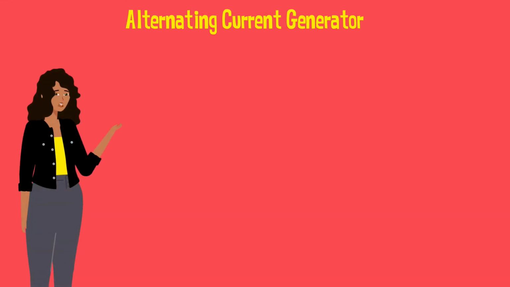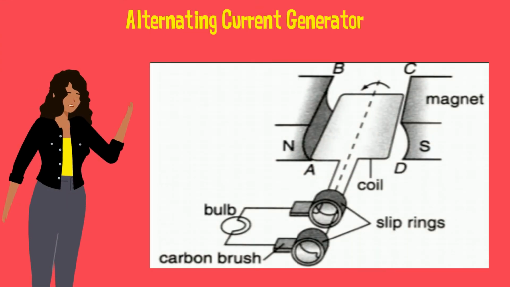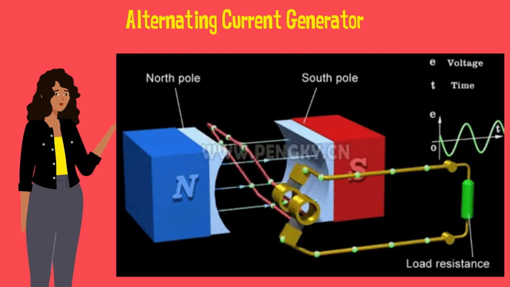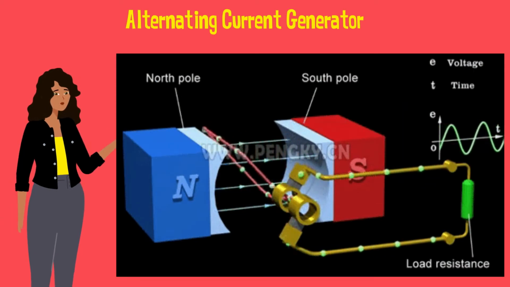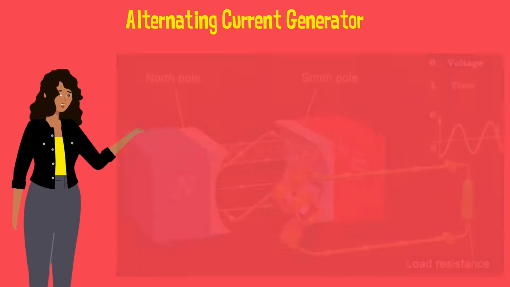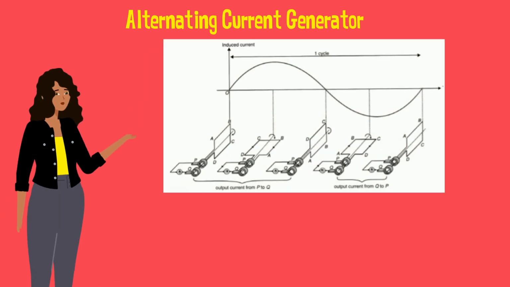For an AC generator, the two ends of the coil are connected by two slip rings which rotate with the coil. Each slip ring is always in contact with the same carbon brush. Based on the diagram above, the output current generated is an alternating current.